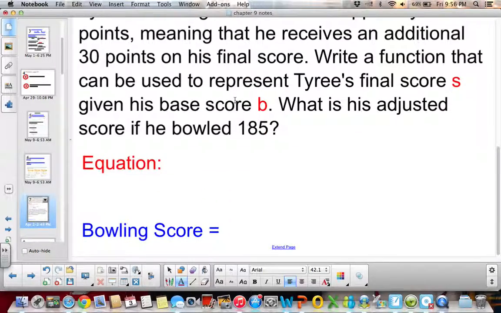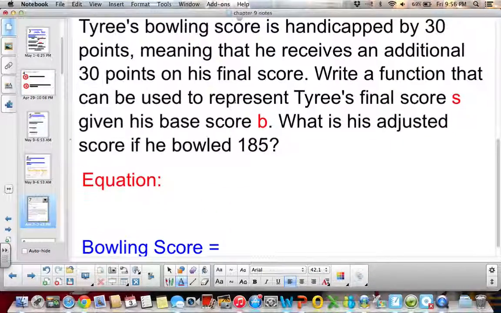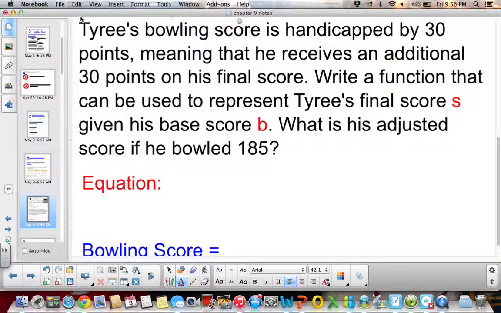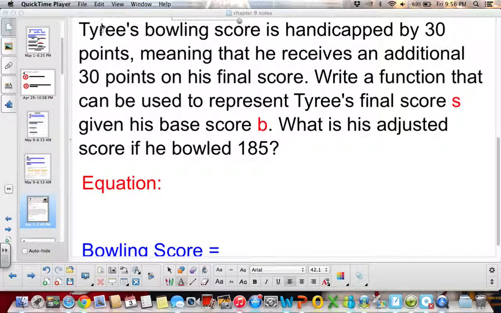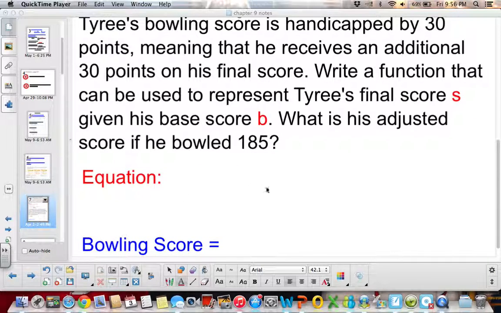Okay, try this one on your own. Tyree's bowling score is handicapped by 30 points, meaning that he receives an additional 30 points on his final score. Write a function that can be used to represent Tyree's final score S, given his base score B. What is his adjusted score if he bowled 185? So forget the last question.